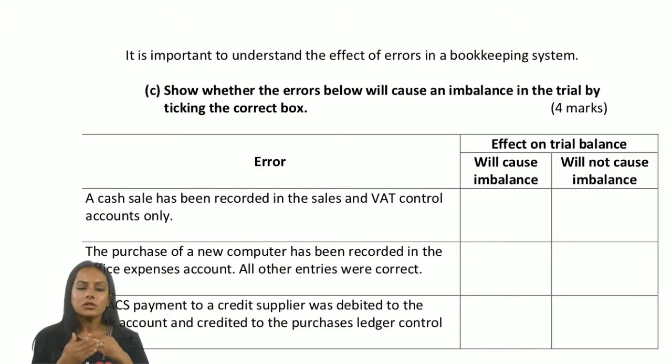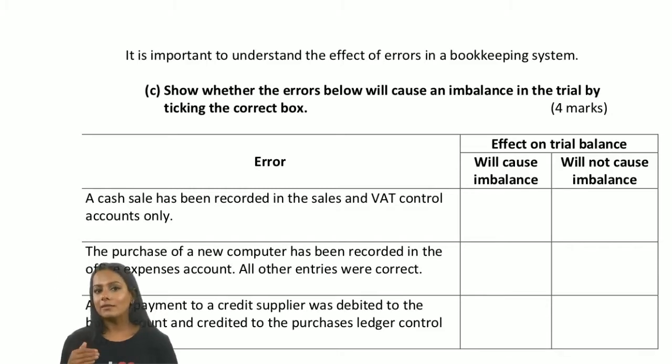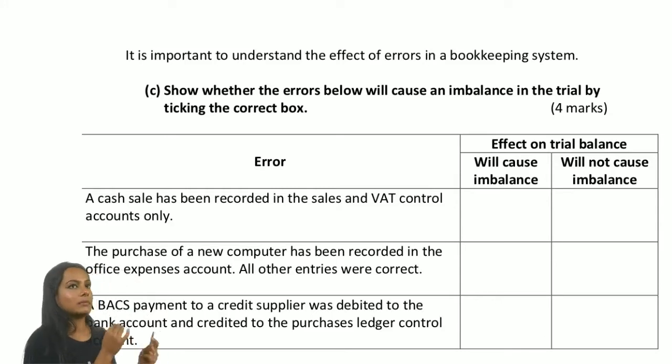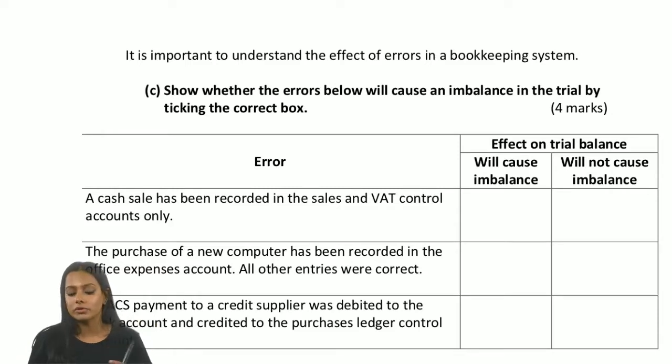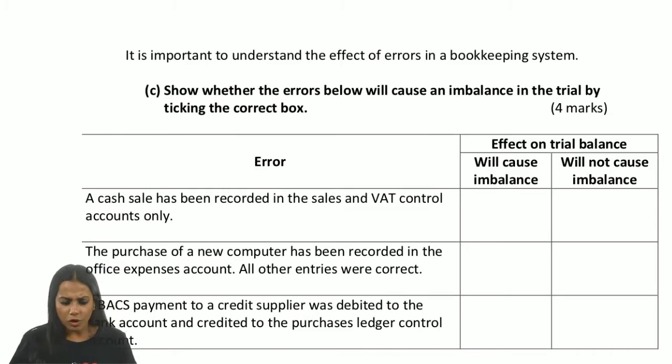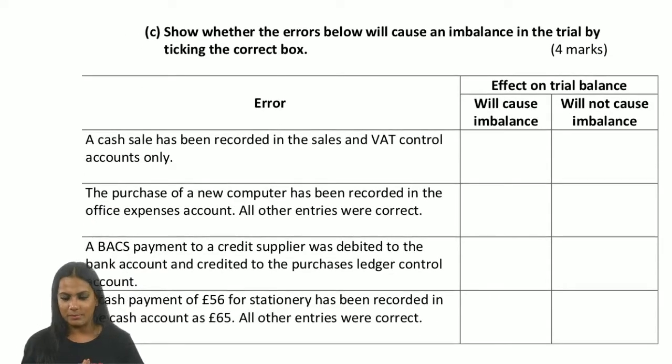Now, as long as you have made a debit and a credit of the same amount, your trial balance will always balance, even if you've made a mistake. So, in your accounting studies, you should be able to identify which errors will cause a difference in the two balances and which will not. So, we've got 4 errors and we have to decide which one of them will cause an imbalance and which one will not. Okay, so let's go through each one by one.